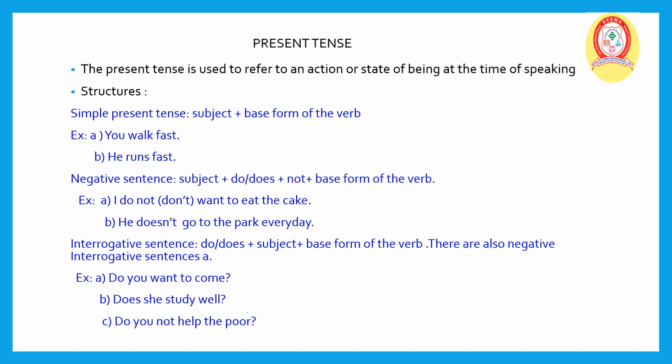So the simple present tense for an affirmative sentence, how will you write? Subject plus base form of the verb. Here, base form means the root form. For example, you take subject here is you. Walk is the base form of the verb. It will remain as it is because it is in present tense. You walk fast. He runs fast. Here also, subject is he, runs is a base form of the verb, and fast.